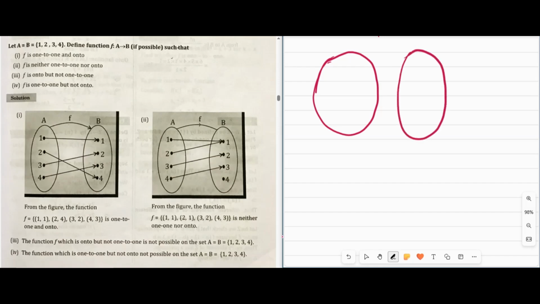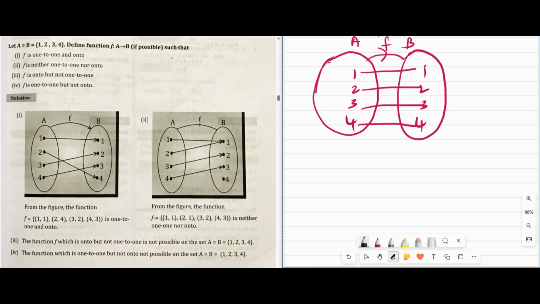Here A and B are the same, 1, 2, 3, 4. First, you have to give a function that is one-one and onto, that is bijective. It means every element of A should have one image, and every element of the codomain should have one pre-image. So it is called one-one and onto, that is bijective. The second one says to give a function that is neither one-one nor onto.